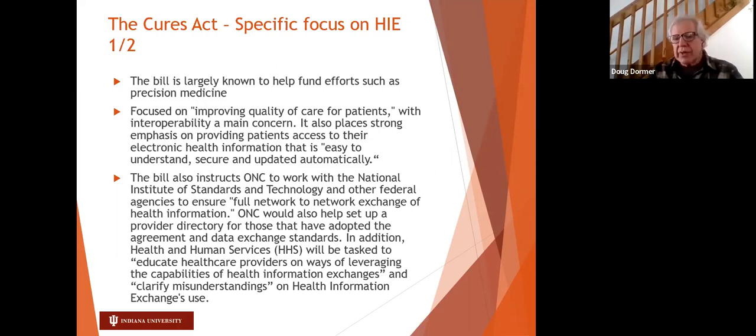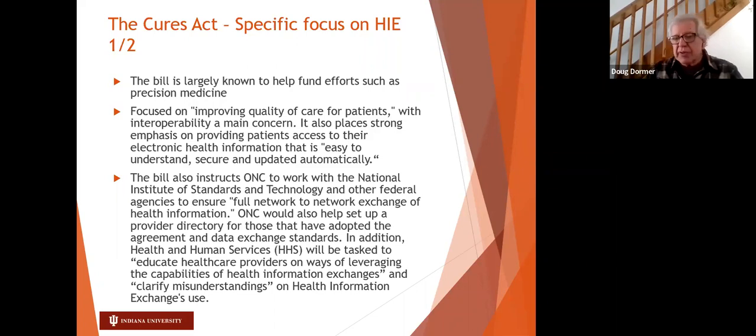Focus on improving quality of care for patients. Improving the quality of care with interoperability as the main concern. Strong emphasis on providing patients access to their electronic health records that is easy to understand, secure, and updated automatically. In there, the notion of consumer health informatics pervades that whole topic area.